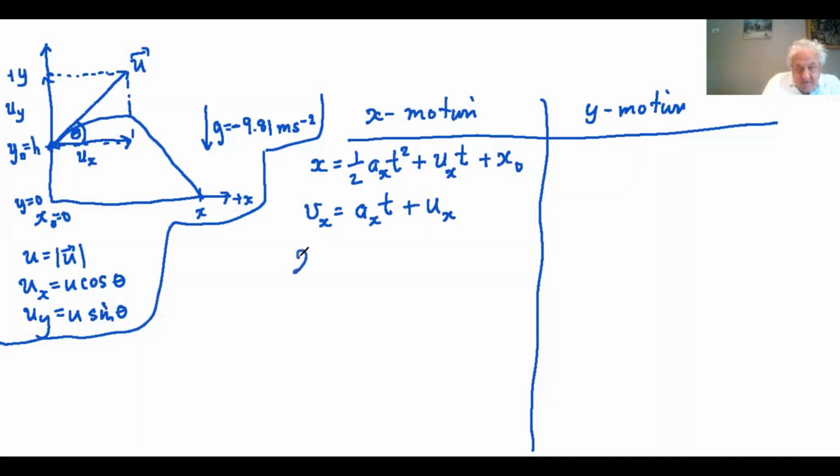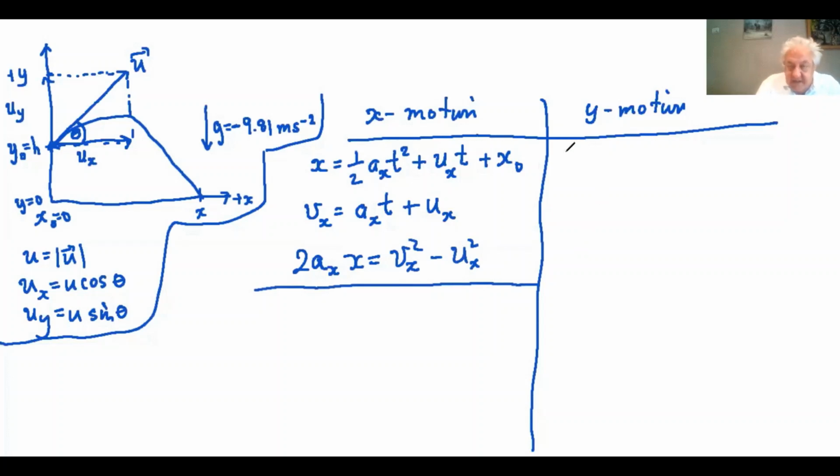And I also have my last formula, 2 a_x x, which is my final velocity in the x direction squared minus my initial velocity squared in the x direction. Okay, those are my three formulae.